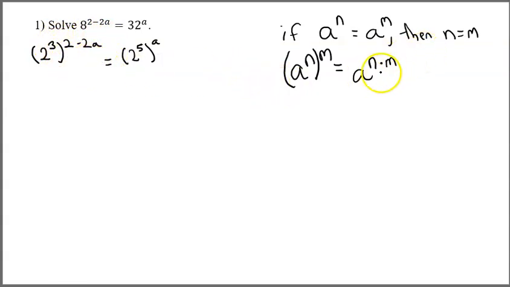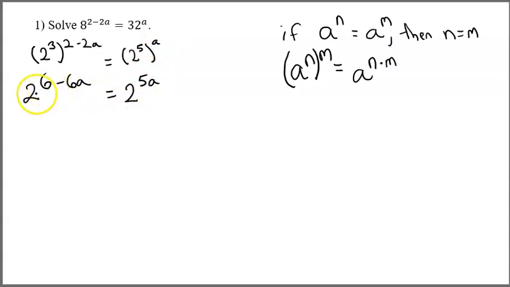So the product would be 3 times this expression. I'm going to distribute the 3 through that. So I get 2 to the 3 times 2, which is 6, and 3 times negative 2a is negative 6a. And that's going to equal 2 to the 5th to the a, so 5 times a is 5a.